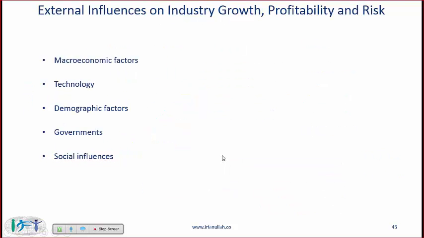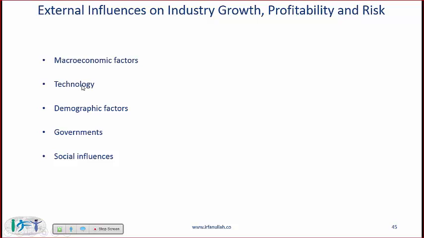We've talked about the 5 forces. Recognize that there are also external influences on industry growth, and these are the external influences. There'll be macroeconomic factors, so how is the overall GDP growth rate impacting a given industry. Simplistically, if the GDP growth rate is high, then most industries will be positively impacted.